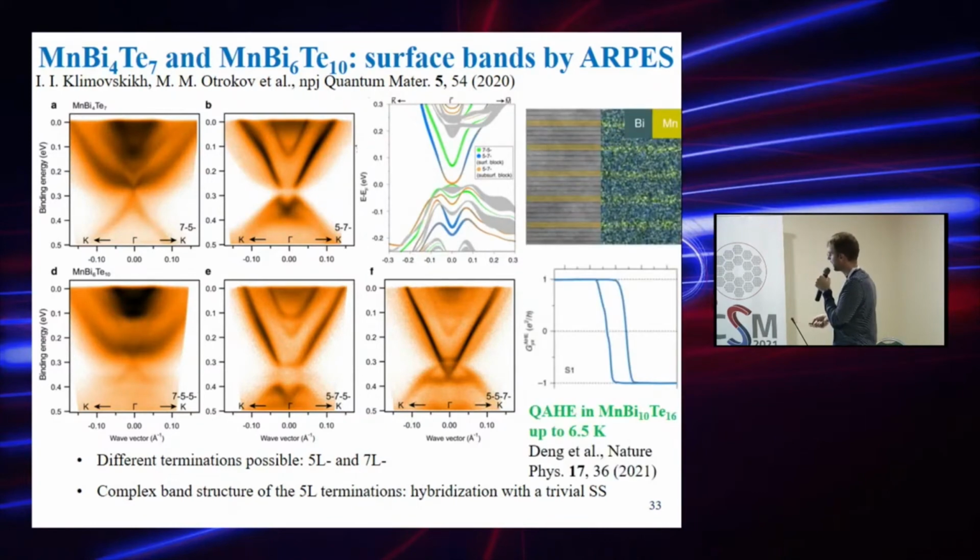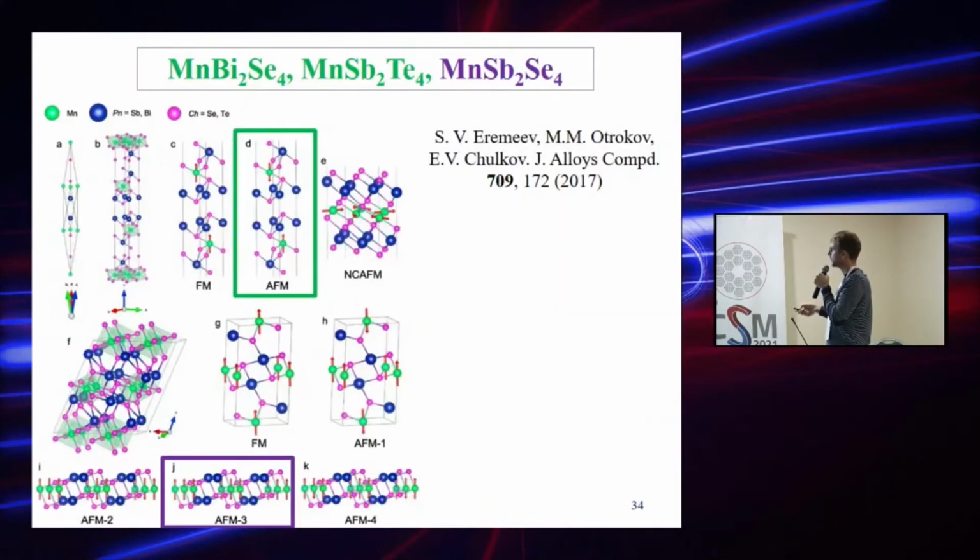I would like to highlight a recent result on the quantum anomalous Hall effect as well, achieved in this 110-16 phase. It is now increased to a temperature of 6.5 Kelvin, so hopefully we'll go even higher.